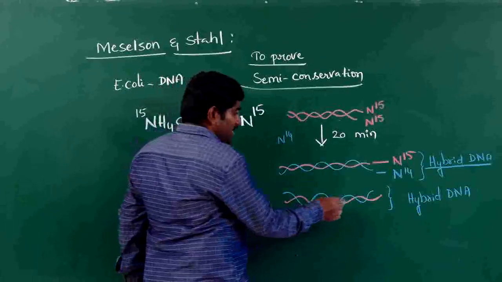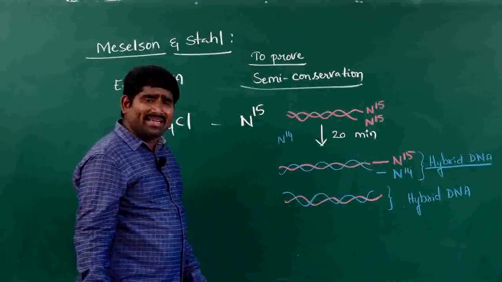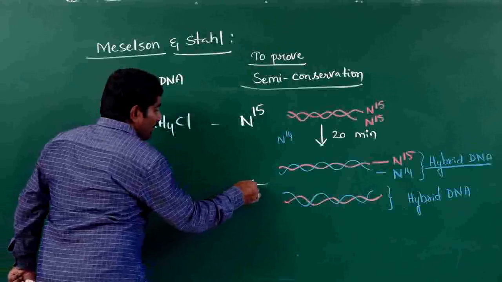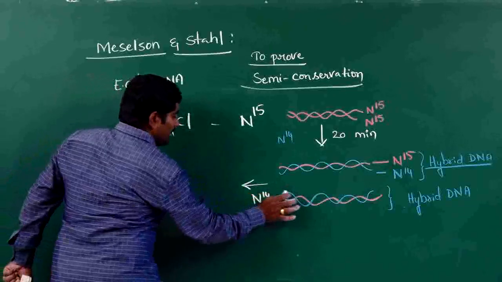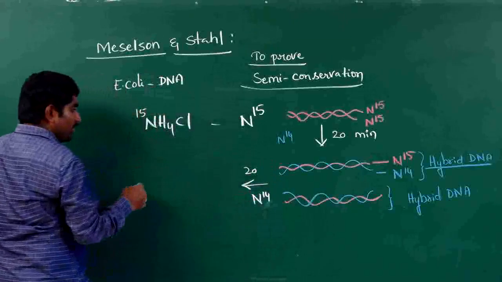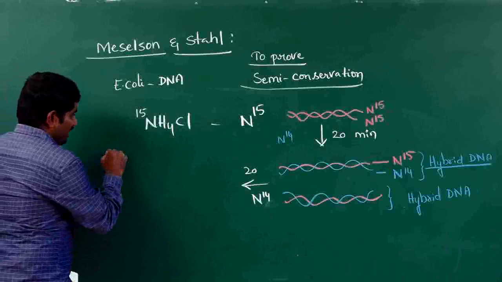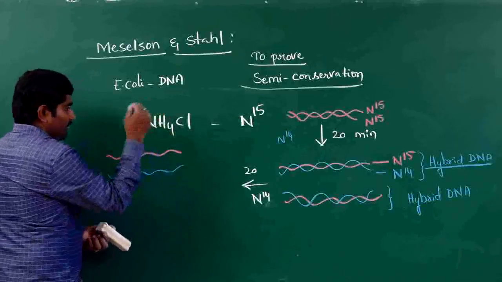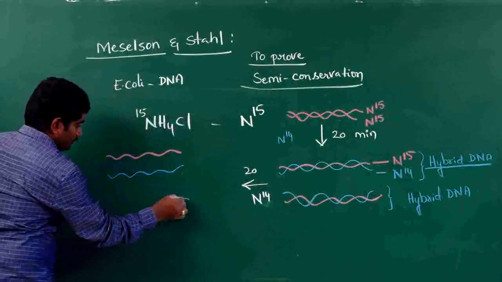In this way, in the first generation, after the first 20 minutes, two hybrid DNA molecules are formed. After the next 20 minutes, what happens? Let us see. These two strands will be separated like this. This is an N15 strand and this is an N14 strand. These two are separated, and now these two are separated.